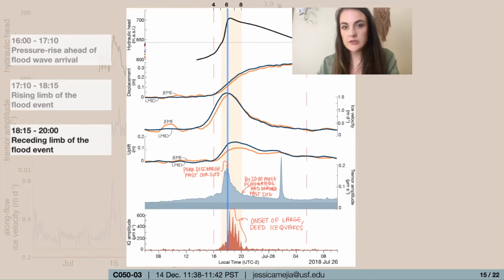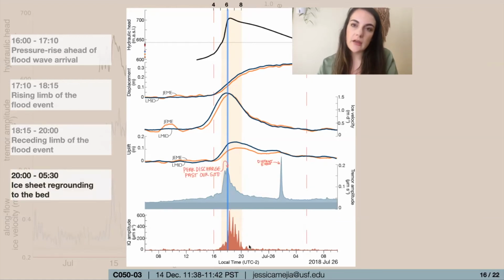Over the following 2 hours, as the subglacial flood wave started to recede past our site, this is when we see the onset of exceptionally high amplitude ice quakes, unprecedented in our record. Tremor amplitude shows that by 8 p.m., just 2 hours later, most of the floodwaters had drained past our site. This is confirmed because at this time, moulin water levels are decreasing, ice is slowing down, and uplift is subsiding.